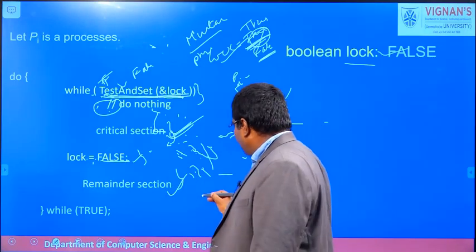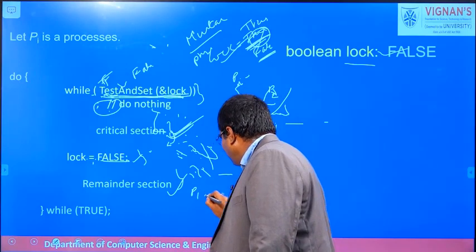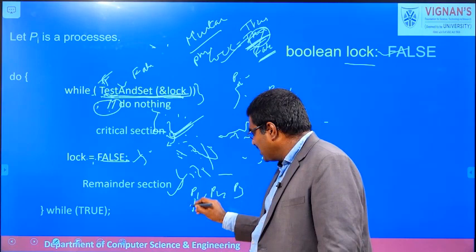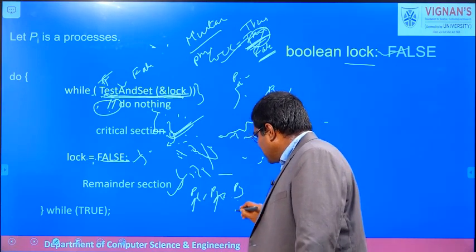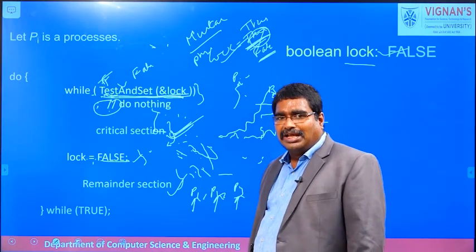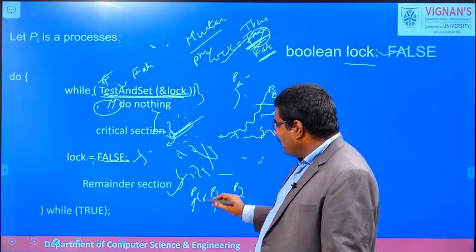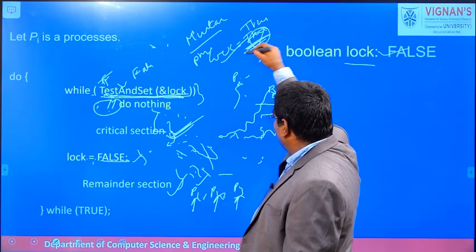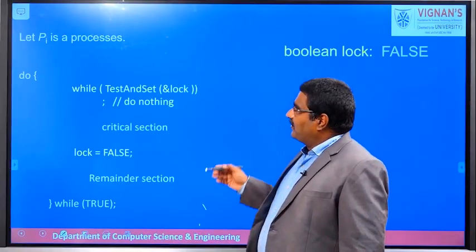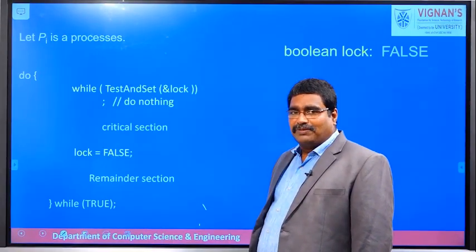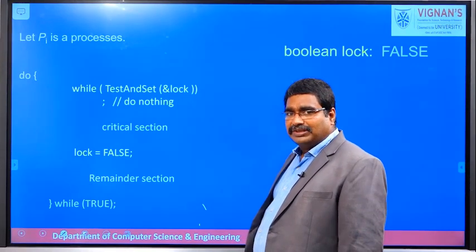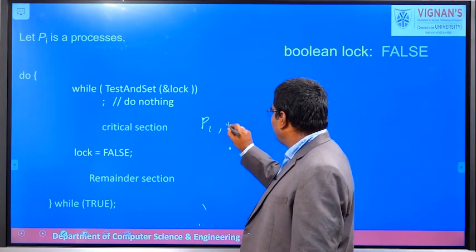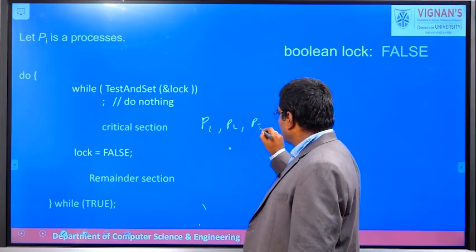For example, we take the example of the P1, P2, P3 processes, and P1 is the highest priority process, P2 is the next highest priority, and P3 is the least priority process. For example, the P1 process wishes to enter into the critical section first. Initially lock is a Boolean variable. So now we want to verify whether this algorithm satisfies the bounded waiting or not. Let us assume that P1, P2 and P3 are the three processes.